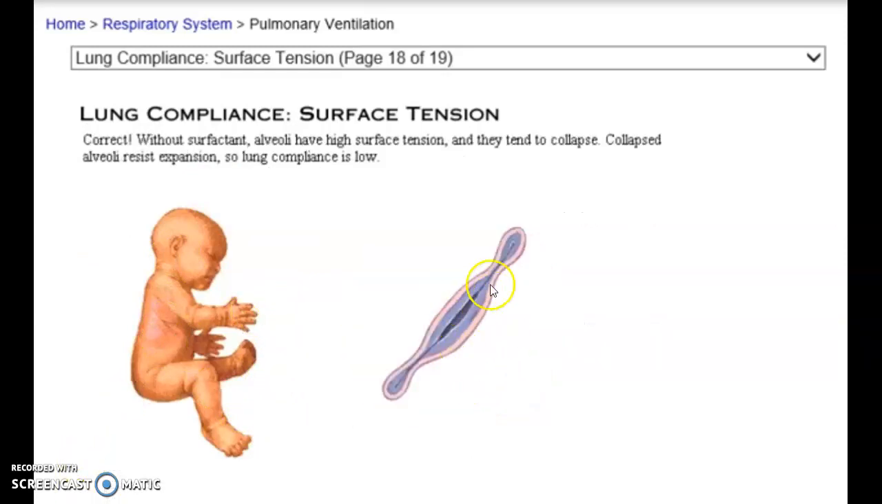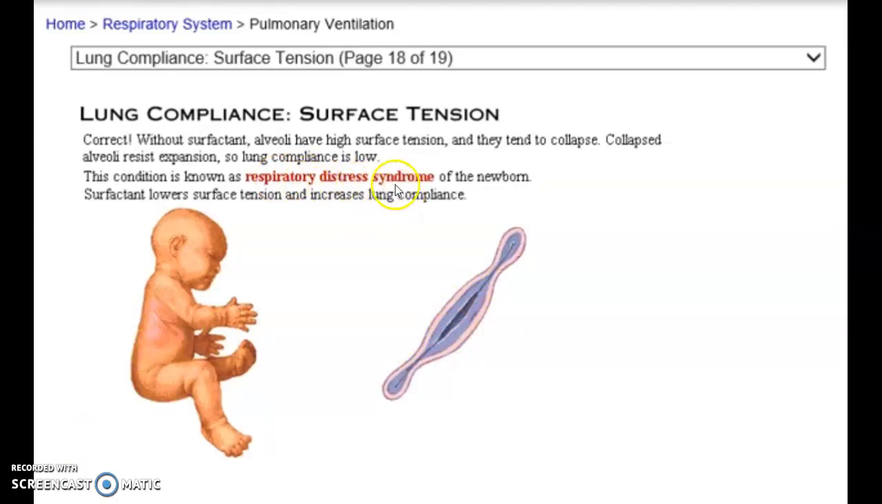Here we actually see an alveolus totally collapsed because it didn't have the surfactant to break up the surface tension between the water molecules. And again, we don't have enough energy to totally reinflate every alveolus, so we wouldn't be able to survive very long if we didn't have a surfactant introduced into that very thin layer, so we can keep our alveoli inflated and they can partially collapse, not totally collapse.